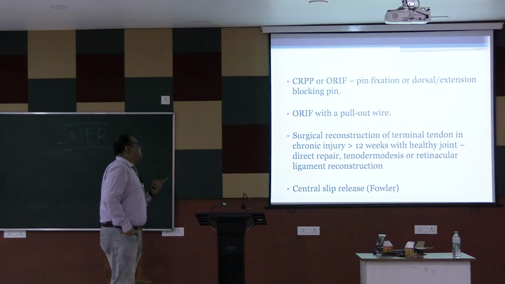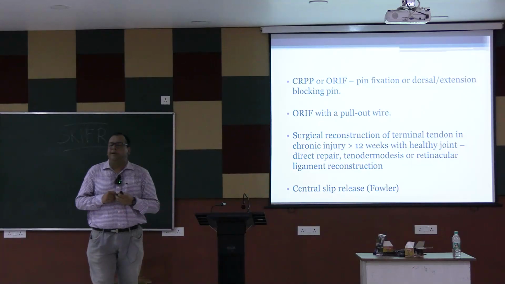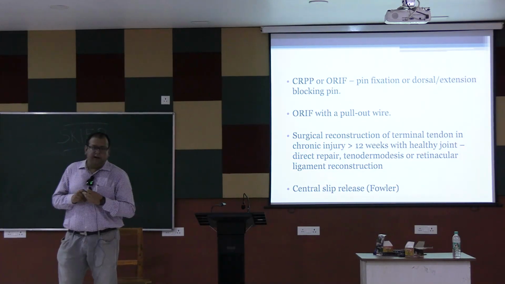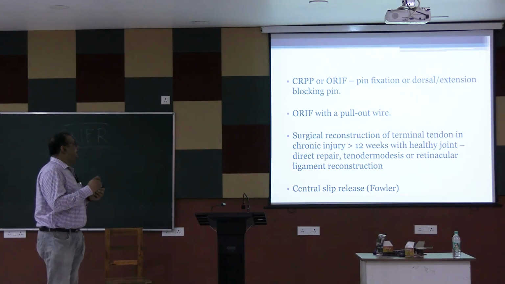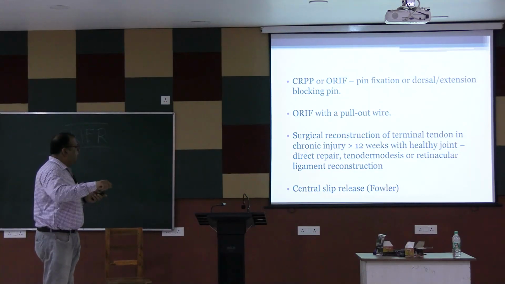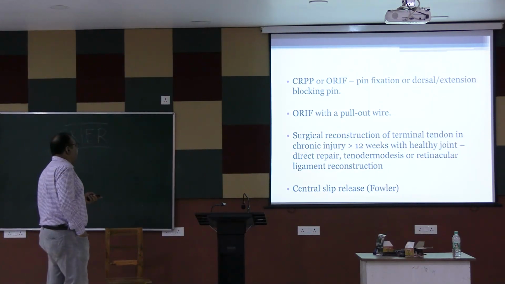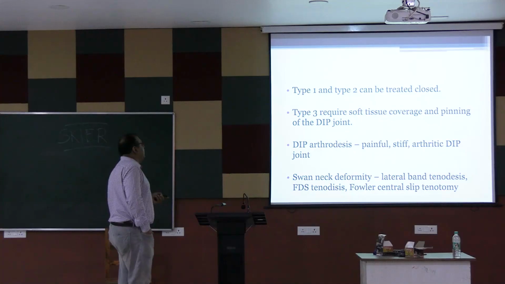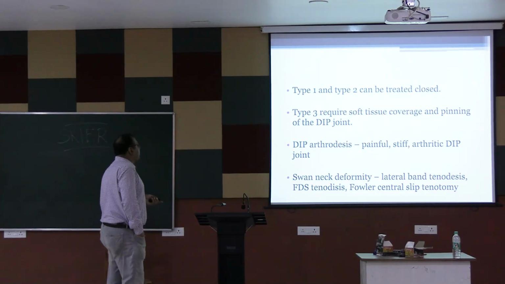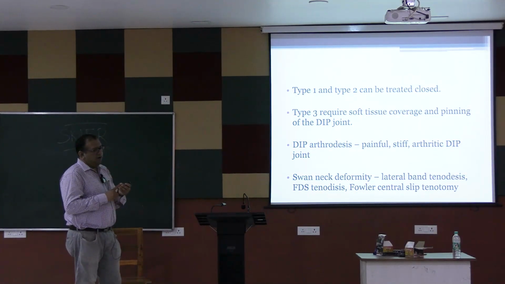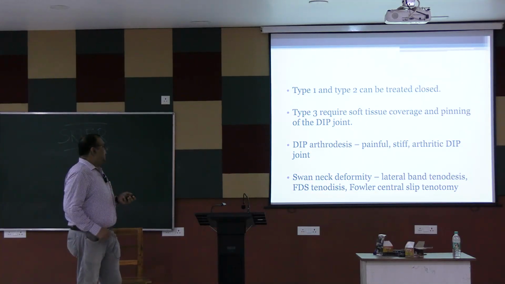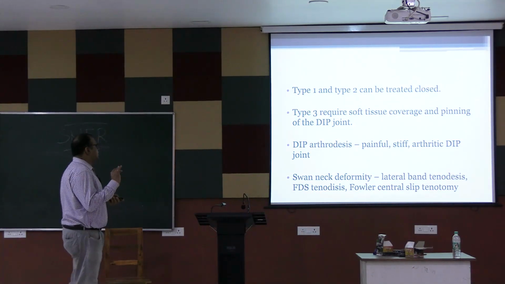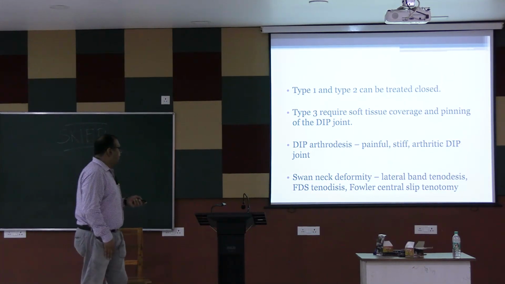And surgical reconstruction of the terminal tendon if there is no bony injury. If there is only a ligamentous lag, then we need to go in for a repair. We need to stitch that ligament up. Also, DIP arthrodesis may be done. Arthrodesis means you fix the joint in one position, but usually not done because that will hamper the movement of the finger.